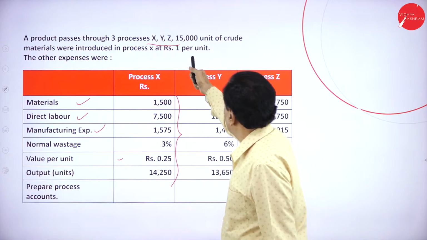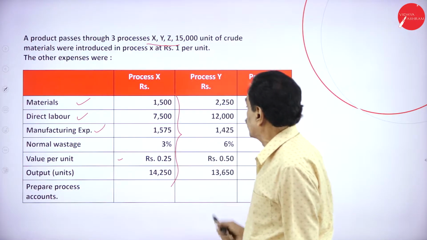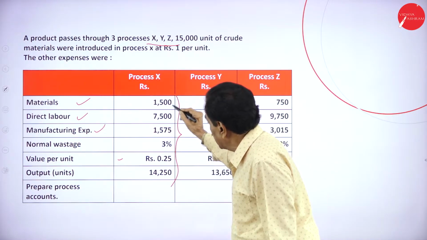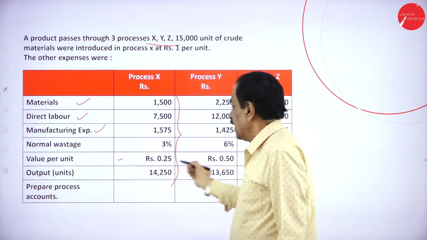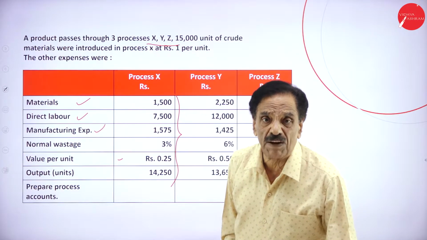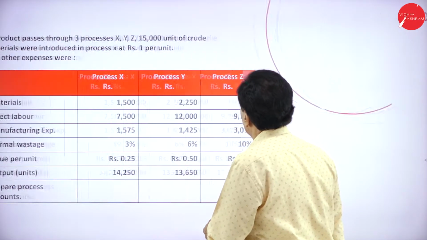So how many units have been introduced? 15 into 1 is 15,000. Material debit side, direct labor debit side, manufacturing debit side, normal wastage credit side, and it has been sold at ₹25 per unit. We'll go to the problem now.